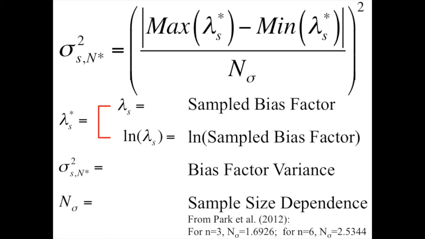The corresponding n-sigma values for these respective sample sizes are 1.6926 for 3 samples and 2.5344 for 6 samples. Either normal or log-normal values of bias factor can be used in the n-sigma equation.